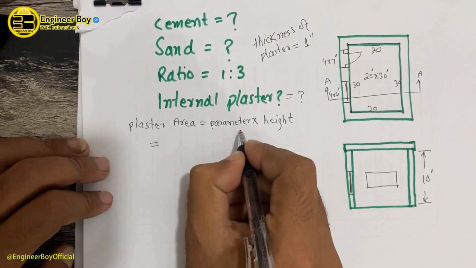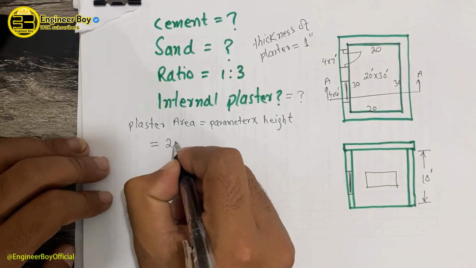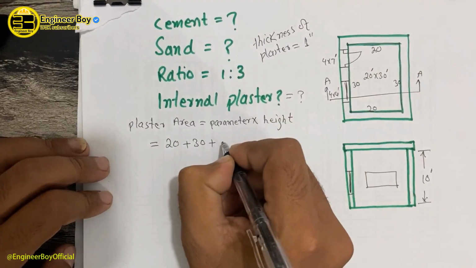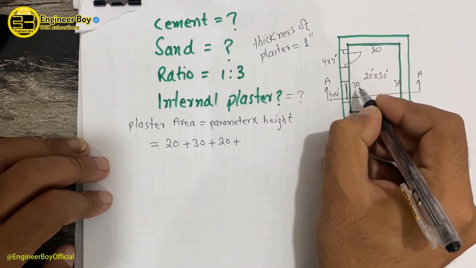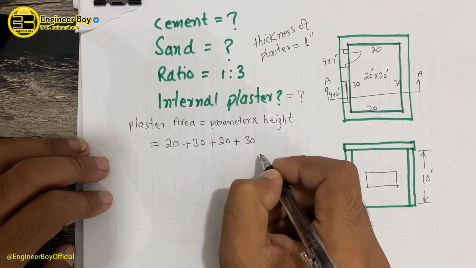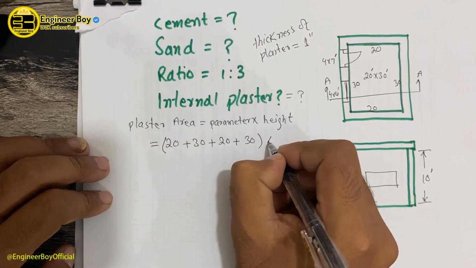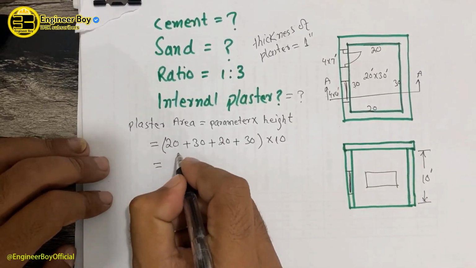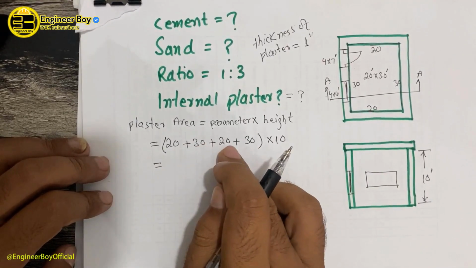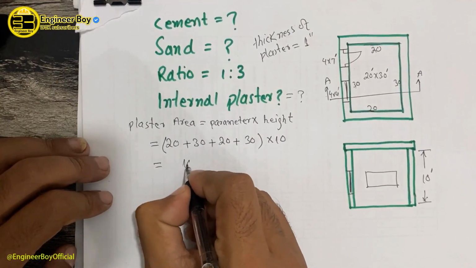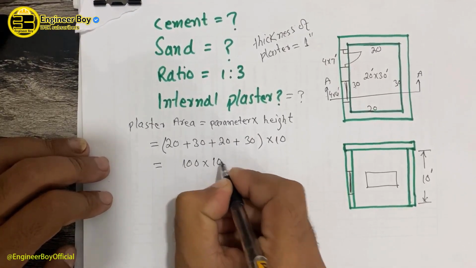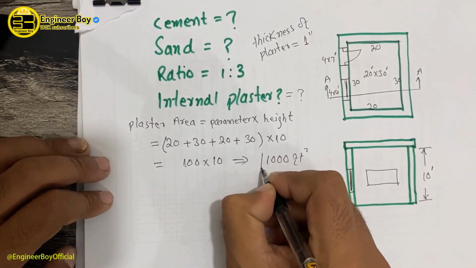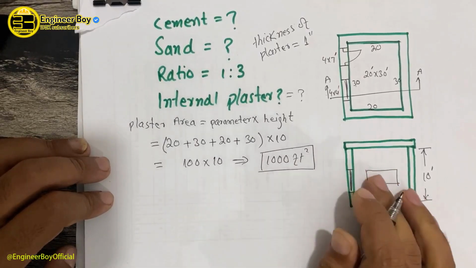Remember the perimeter is 20 plus this side, which is 30, plus this one 20, plus this one, which is 30. That's the perimeter, and times the height, which is 10. That means 20 plus 30 is 50, and 50 plus this one is 100, times 10, and that's 1000 square feet. That's the plaster area.